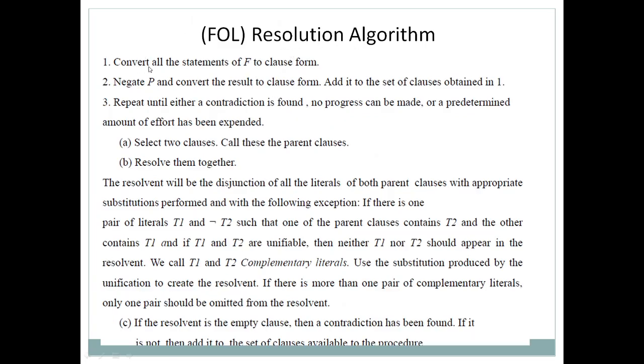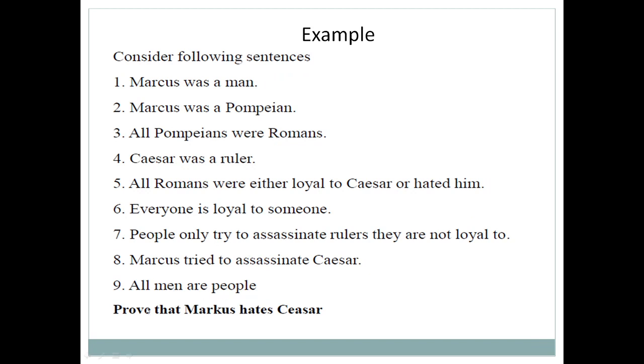In this case, what does it ask? First, convert all the statements to clause form, which we have already done. Second, negate the given statement, negate the P. What was the statement? Marcus hates Caesar, so we have to negate it, Marcus does not hate Caesar. Whenever we take this statement in order to prove it, we have to negate it. Suppose it is positive, you have to take it as negative. Suppose it is negative, you have to take it as positive.